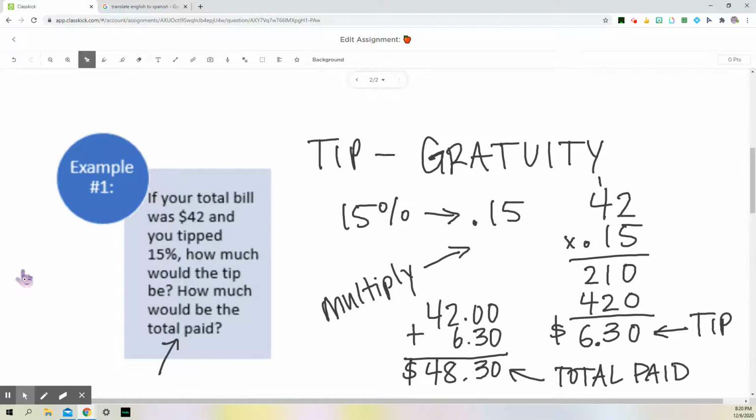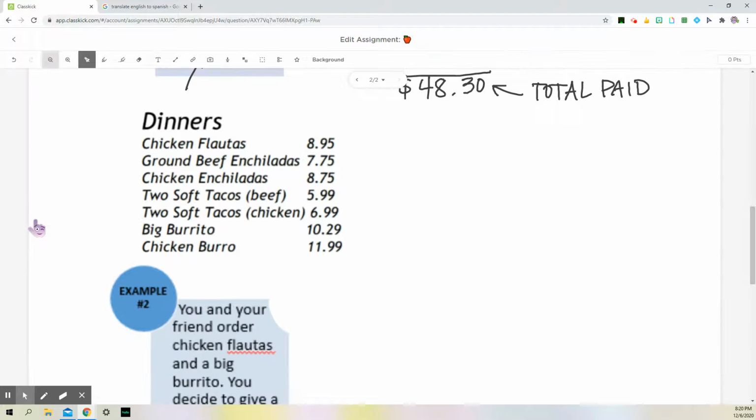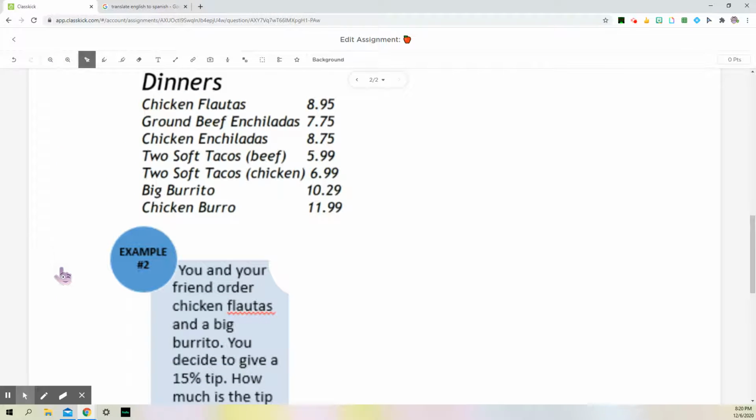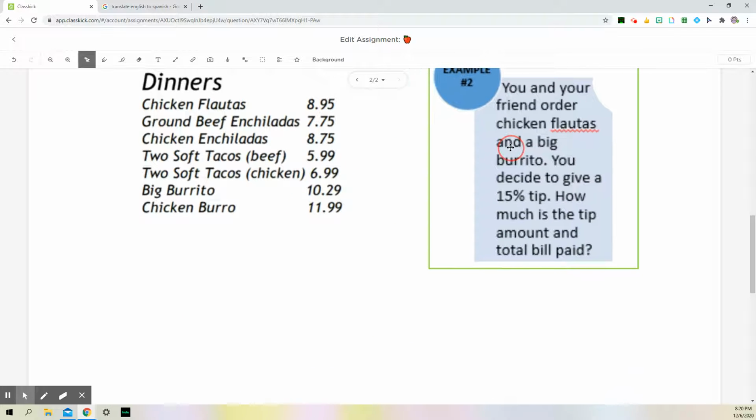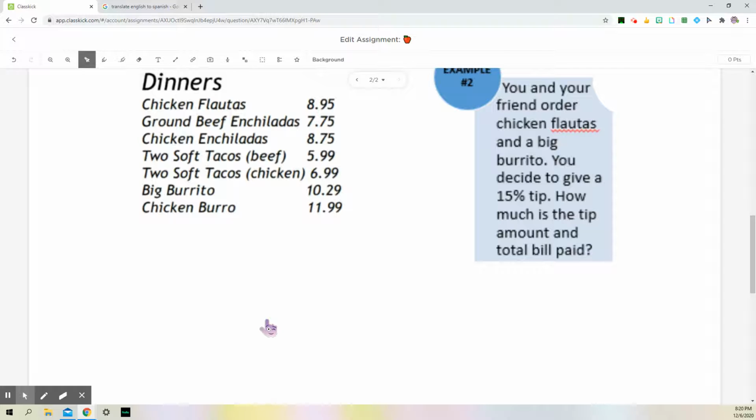Okay, let's do one more example. So let's say we have a menu here. Okay, and you and your friend order, I'm going to put this right here. You and your friend order chicken flautas and a big burrito. You decide to give a 15% tip. How much is the tip amount and how much is the total bill paid?